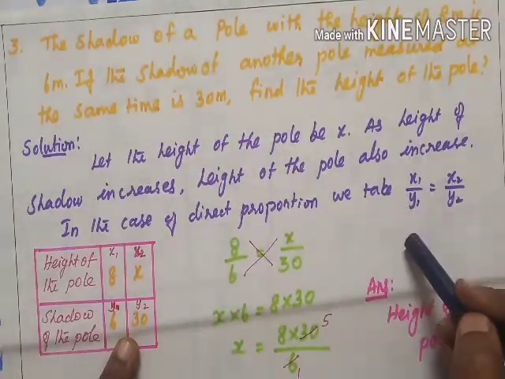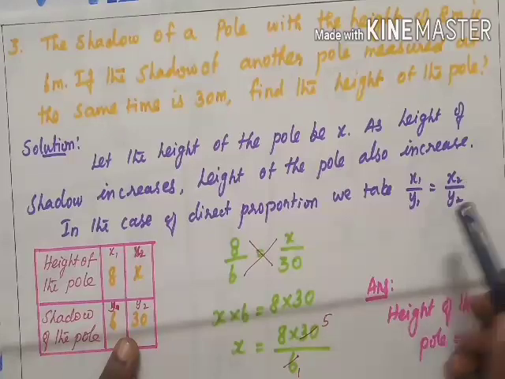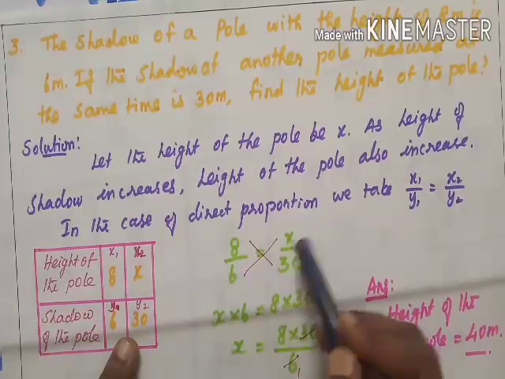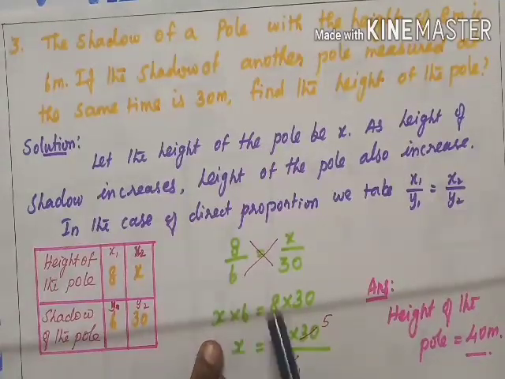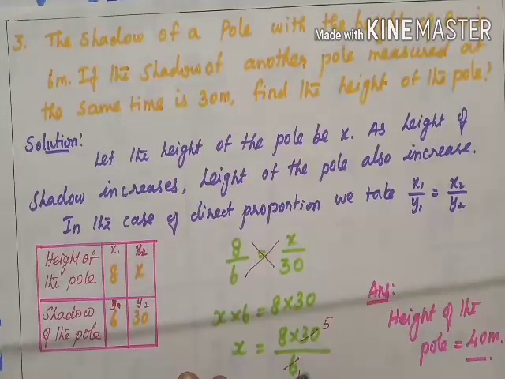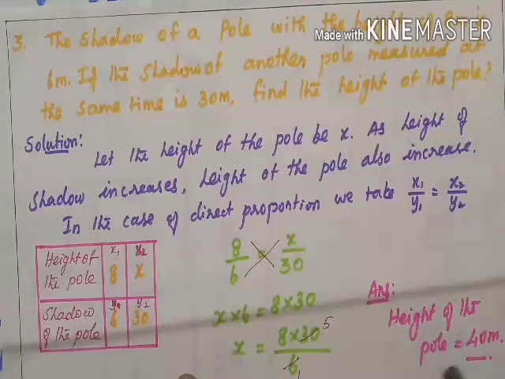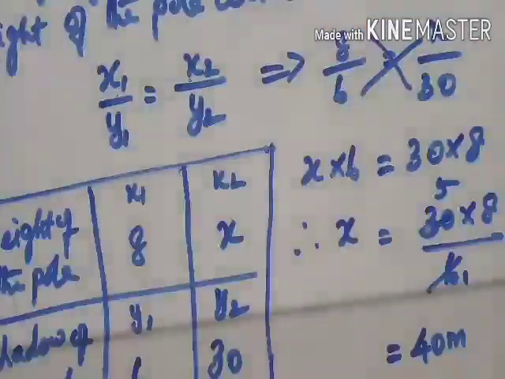So x1 by y1 is equal to x2 by y2. 8 by 6 is equal to x by 30. Do the cross multiplication. X into 6 is equal to 8 into 30. Therefore, x is equal to 8 into 30 by 6. Do the cancellation. 1 6 is 6, 5 6 are 30. 8 into 5, 40. So, height of the pole is equal to 40 meter.